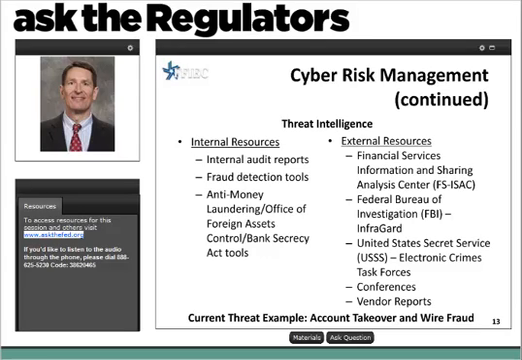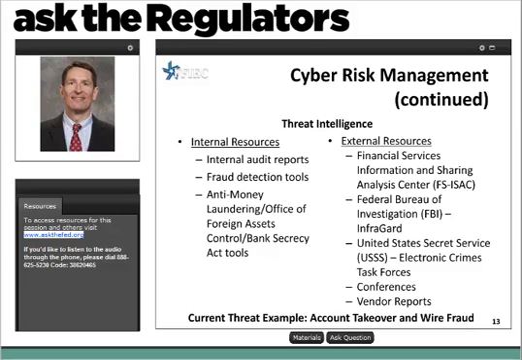Both internal resources to your institution and external resources can be used to develop a full threat picture. You may be able to use internal audit reports or systems designed for detecting fraud to look for suspicious activity or signs of a threat. In addition, tools implemented for complying with anti-money laundering, Office of Foreign Assets Control rules, and the Bank Secrecy Act may be useful in identifying new threats.